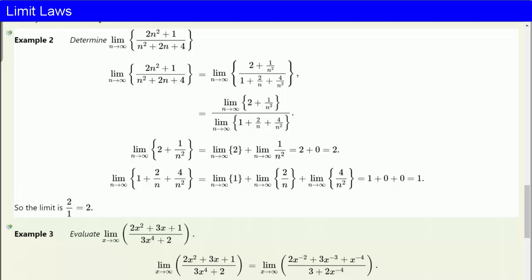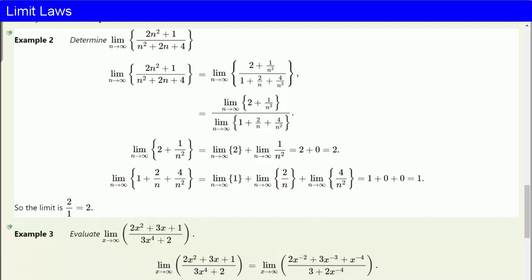And now the limit of a ratio is the ratio of the limits. So we take the limit of the numerator, 2 plus 1 over n squared, if we can figure that out, and then we try to evaluate the limit of the denominator, 1 plus 2 over n plus 4 over n squared. Look at the numerator and use the sum law. The limit as n tends to infinity of 2 plus 1 over n squared is the limit of 2, the constant sequence, plus the limit of 1 over n squared. And that's just 2 plus 0, and that's 2.